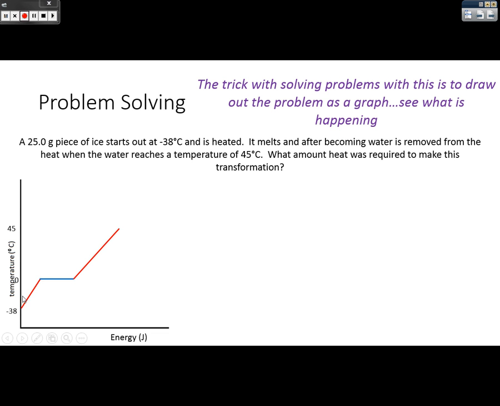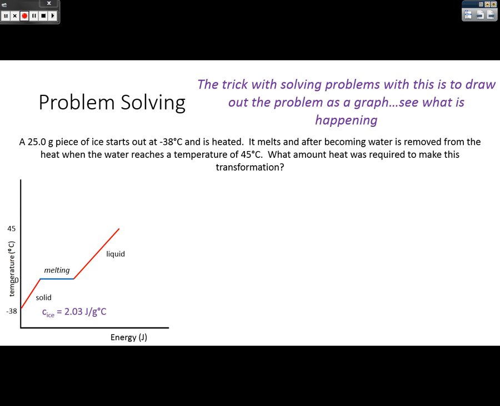The first segment is warming up ice, the next segment is melting ice into water, and then the third segment is warming up the water to 45 degrees Celsius. So we're going to have to do a different calculation for each of those phases and each of those stages. Some important things to remember: this is a solid, this is a liquid, this is the active melting. That's what we've got going on here.